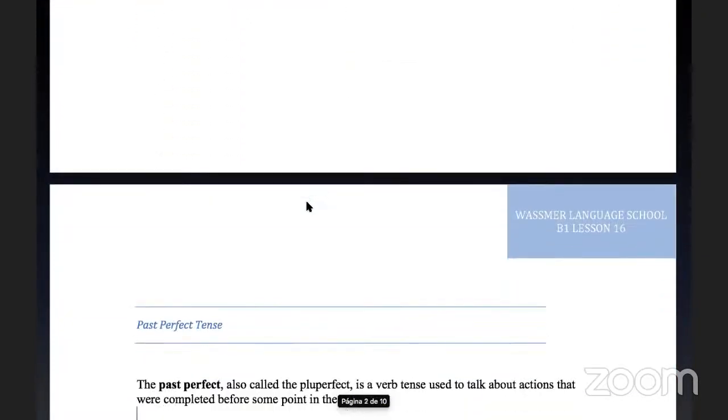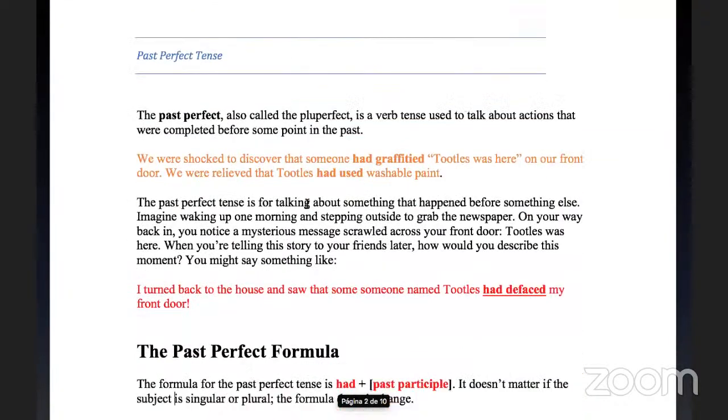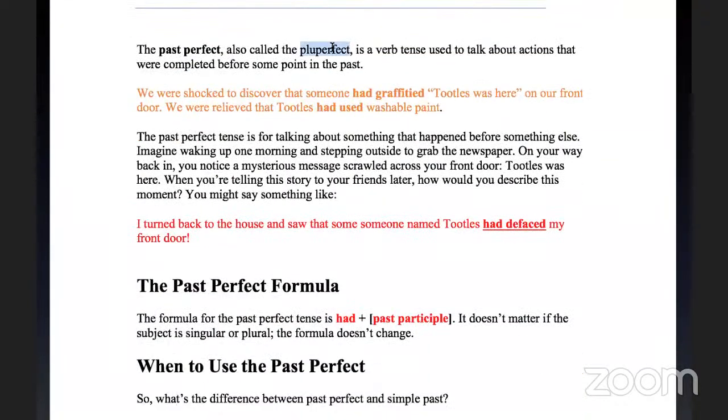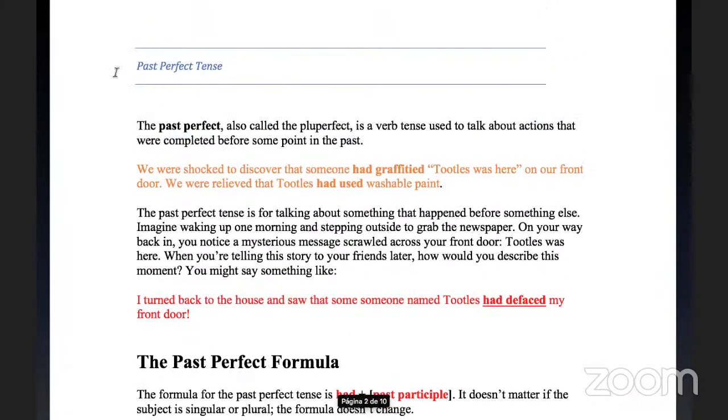Here we have the past perfect tense, also called pluperfect, is a verb tense used to talk about actions that were completed before some point in the past. Entonces, el pasado perfecto vamos a utilizarlo cuando queremos hablar sobre acciones que fueron completadas en el pasado, en un punto en el pasado.